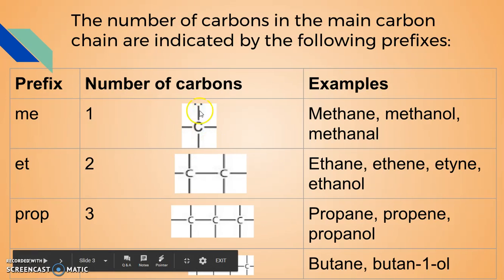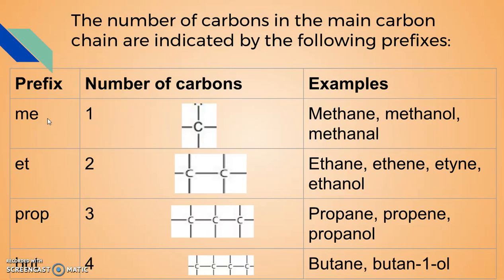If I have one carbon in my chain, then I use the prefix meth. Examples of this I'll find in methane, methanol. All of this tells me that there's only one carbon in the chain. If I have two carbons in my main chain, I use the prefix eth. Examples include ethane, ethene, ethyne, ethanol.